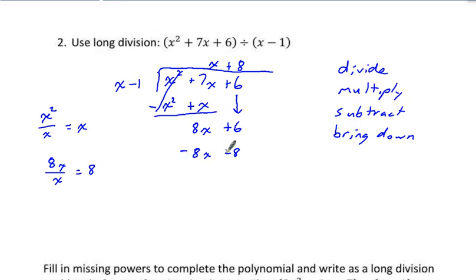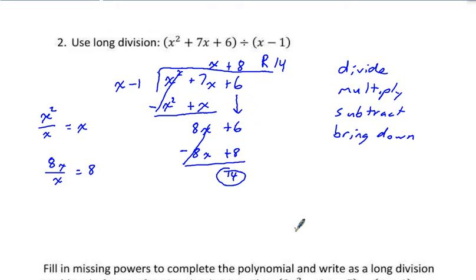After divide and multiply is subtract, so again the signs change. The 8x's cancel away, and 6 plus 8 is 14. We repeat, we bring down. There's no term to bring down, so we're finished. But unlike the last example, we have something left here. It's not 0, but rather 14. So x plus 8, remainder 14.